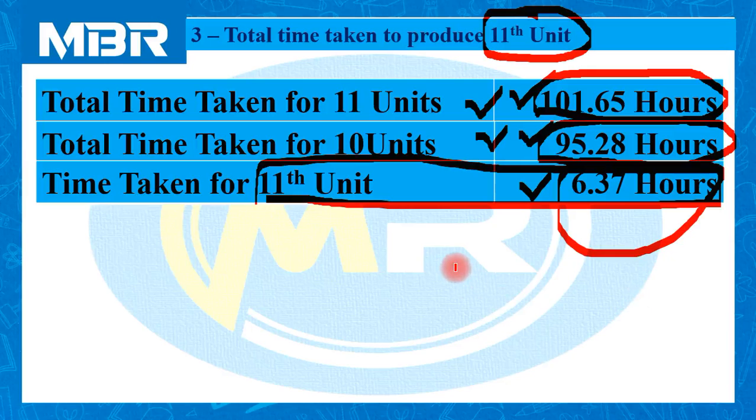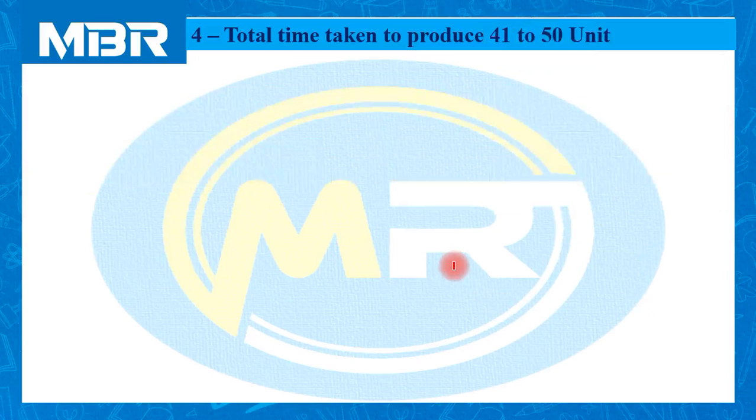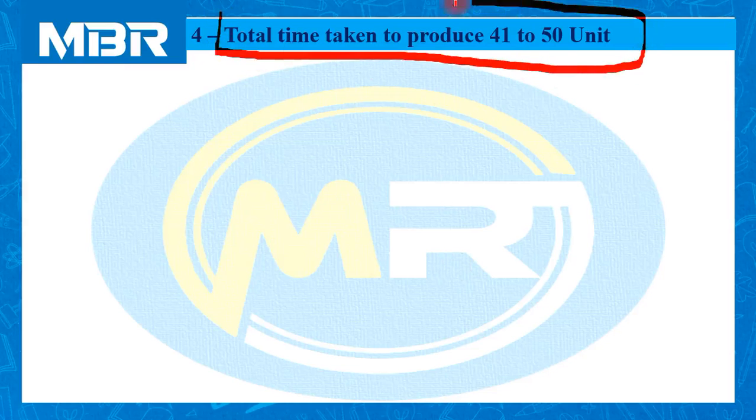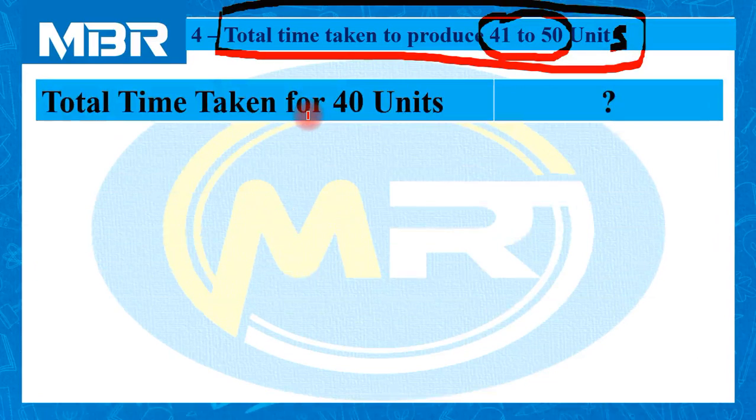After discussion of the third question, let us move to the fourth and last question of this problem. In this particular sub-question, we need to calculate the total time taken to produce 41 to 50 units. Again, the same mechanism is applicable for the solution.